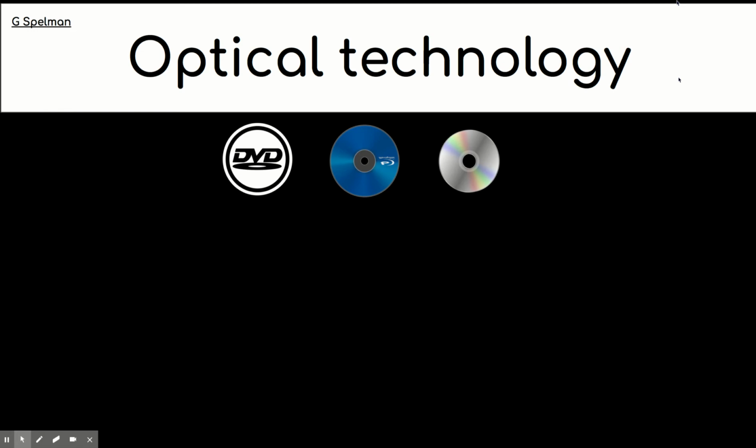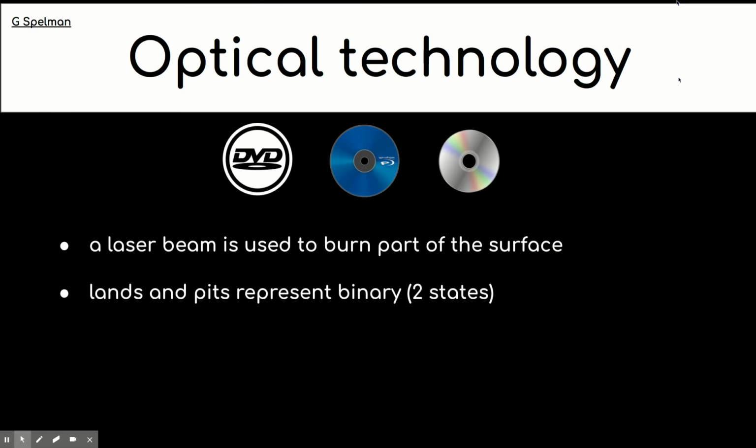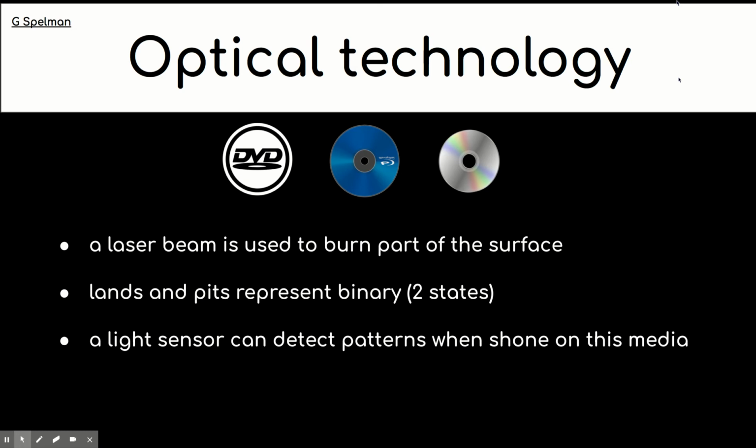But right now, let's think about how optical technology can put a pattern on this disk that will actually have two states that can represent ones and zeros. Well, a laser beam burns a pattern into the surface, and it either burns a hollow or it doesn't. So when it burns a hollow, that's called a pit, and when it doesn't, that's called a land, and that gives our two states. Light is then shone on the disk in order to read it, and the reflection that comes back is used, and a sensor can detect whether or not there is a land or a pit, and that's a light sensor. So that's it for optical technology.